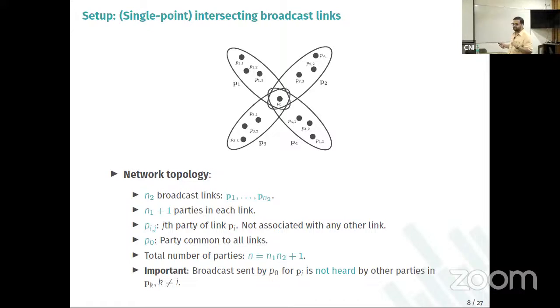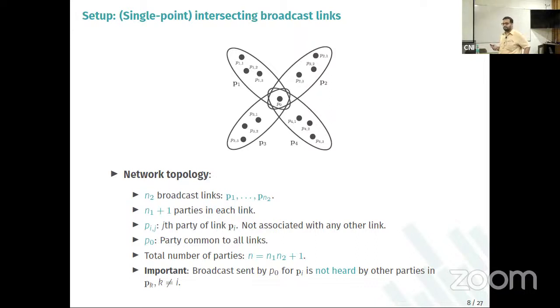No, this is the assumption. P0 can broadcast along each of these links. So when P0 broadcasts along P1, these three get to hear it, but none of the others get to hear it. When P0 broadcasts along P2, only these three get to hear, and none of the others get to hear.